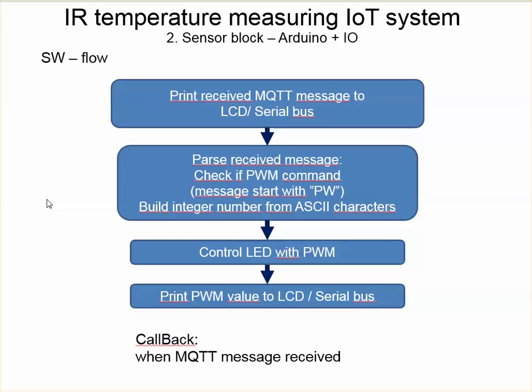Okay, now we have gone through this callback routine too. So now our sensor block is able to receive MQTT messages and send MQTT messages. Received messages are used to control the LED brightness, and sent messages carry the temperature and voltage information to our broker. So this is the end of this sensor block software functionality.